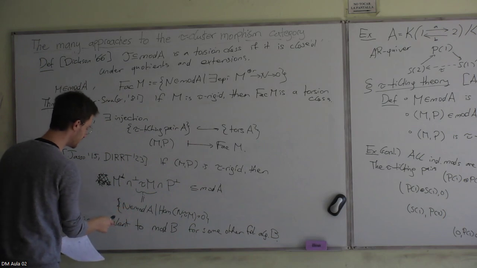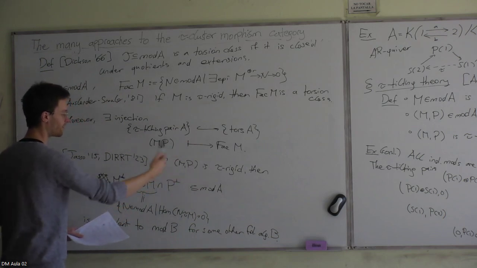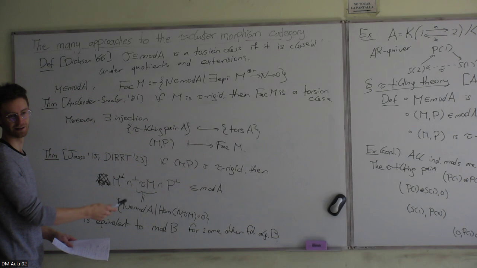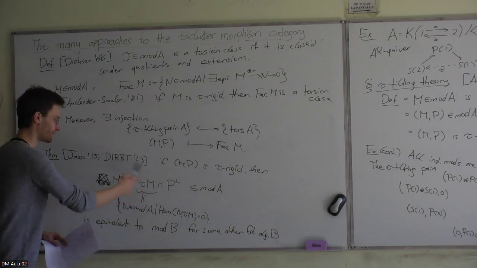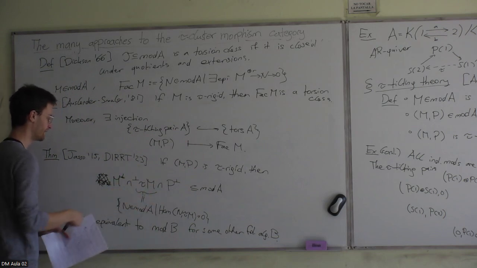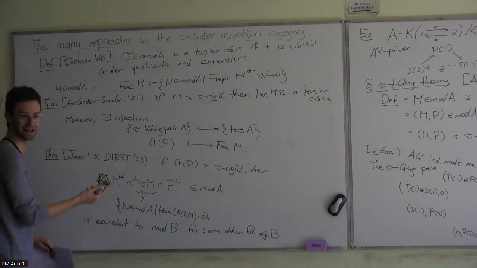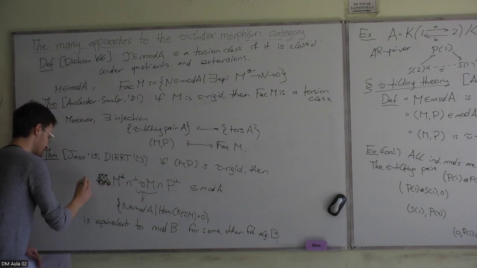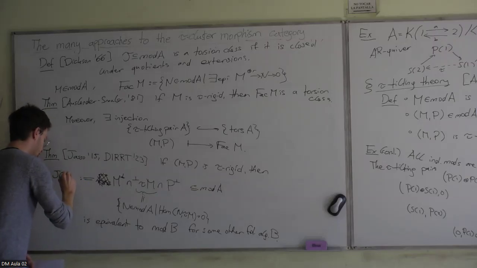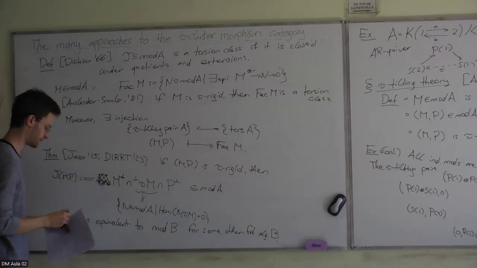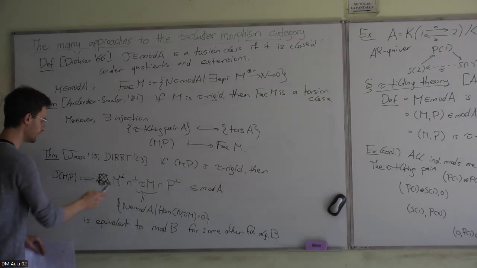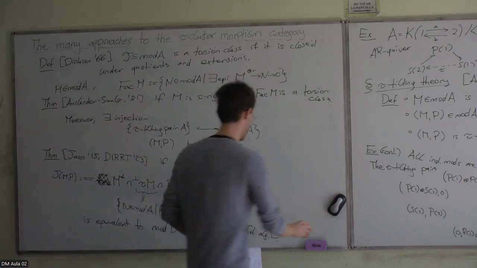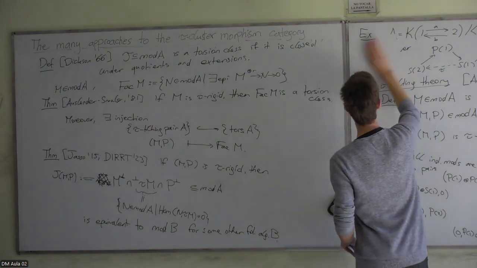And somehow the tau-rigid pairs are a way of finding these other module categories. This is somehow related to what I was also talking about in Catamarca. And I will just call this thing here J of (M, P) for simplicity. Okay. Let's try the other one.